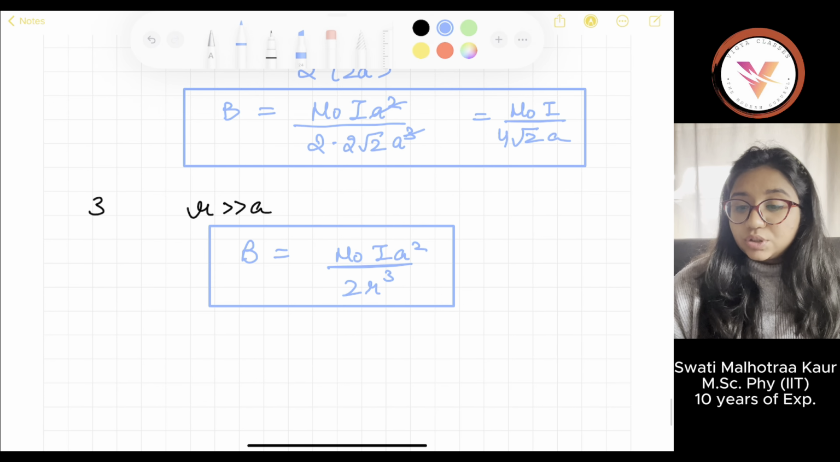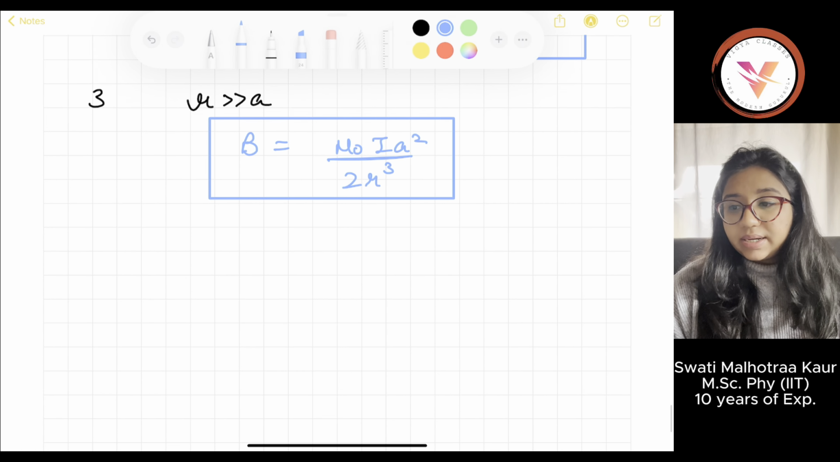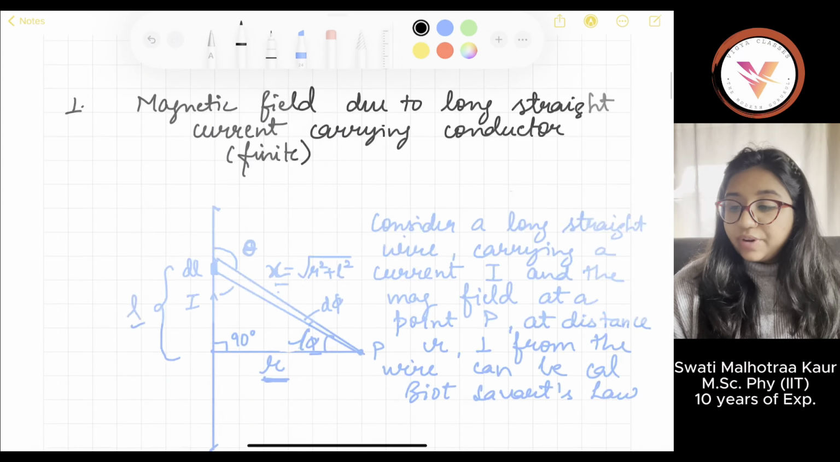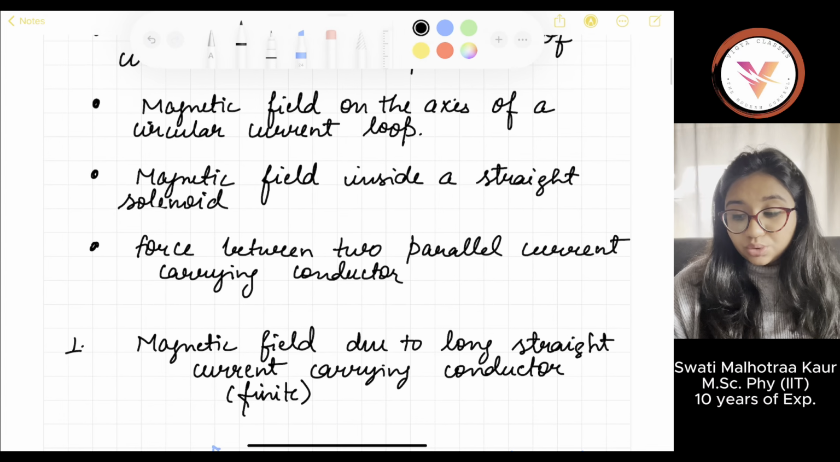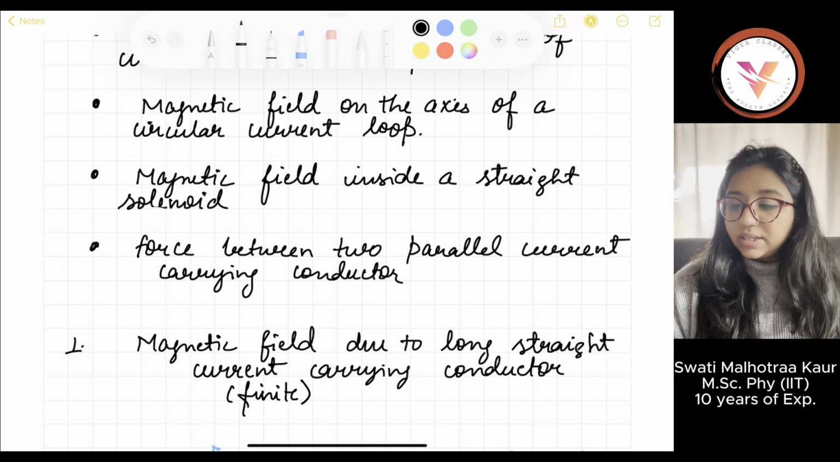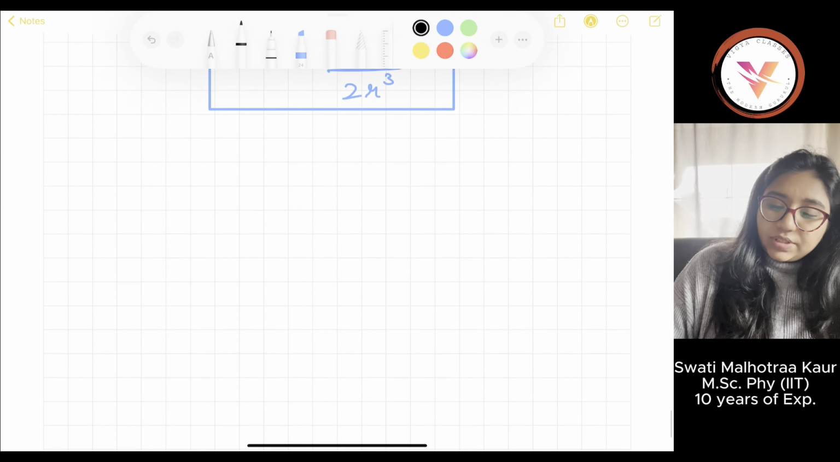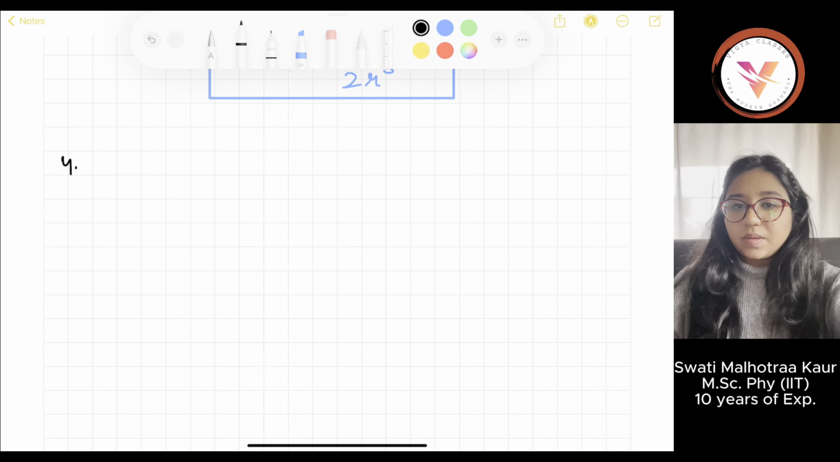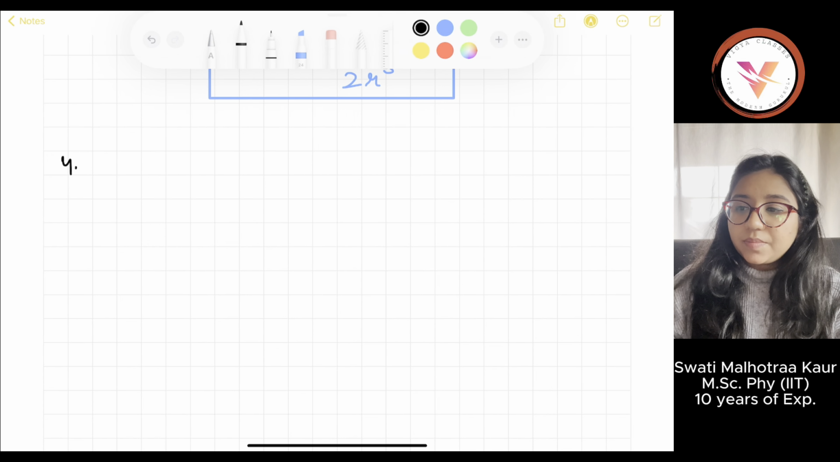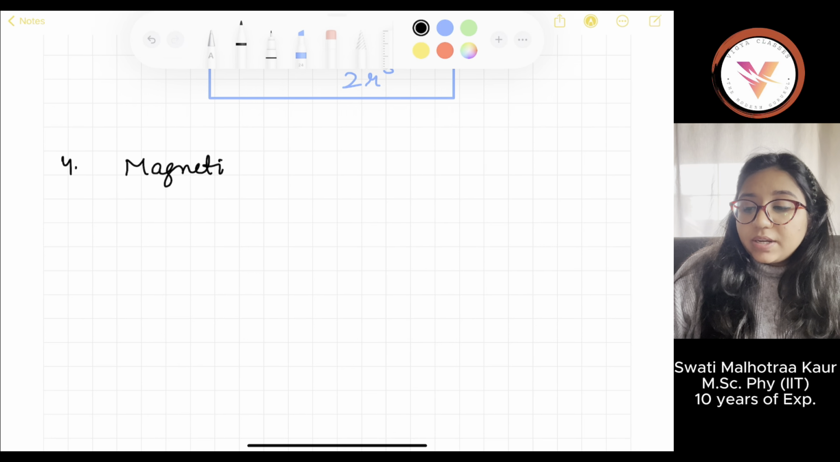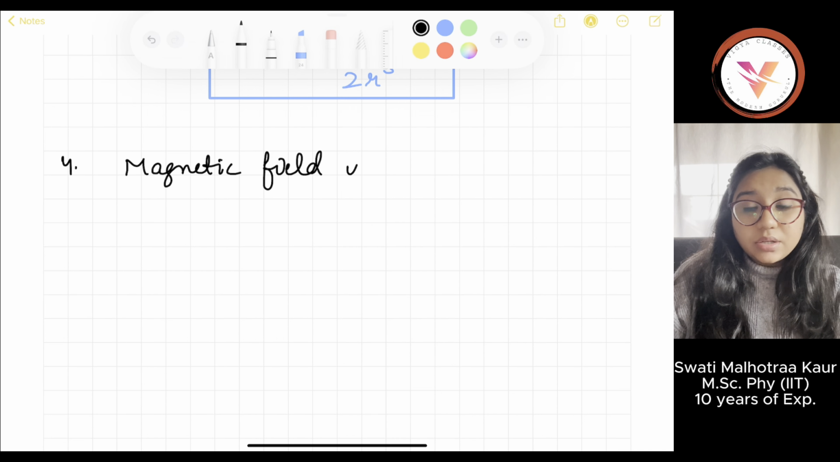Okay, so the next derivation is to calculate the magnetic field inside a straight solenoid using Ampere's law, and then the force between two parallel current conductors. These two derivations are there. The fourth one is the magnetic field inside a long straight solenoid.